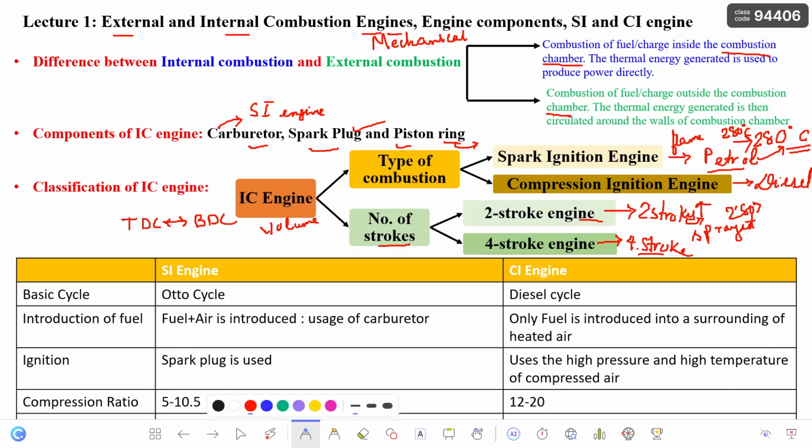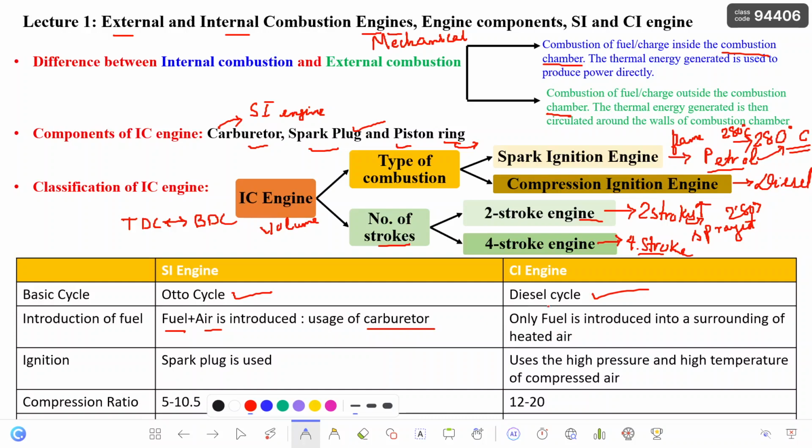Before that, the basic difference between the SI engine and the CI engine we have mentioned in this table. Based on the basic cycle, the Otto cycle is used in the SI engine, that is where petrol is used, and the other is the diesel cycle in the case of the CI engine. Now the introduction of the fuel: in an SI engine, in the combustion chamber we already have fuel and air, which is sprayed using a carburetor. The carburetor sprays the mixture of fuel and air, and that is ignited by a spark plug.